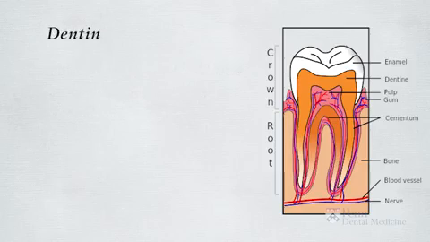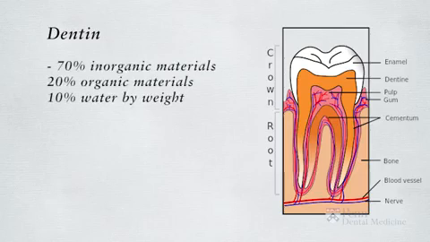Beneath the enamel is the dentin. Dentin is the substance between enamel or cementum and the pulp chamber. It is created by the odontoblasts of the pulp. This porous yellow-based material is made up of 70% inorganic materials, 20% organic materials, and 10% water by weight.